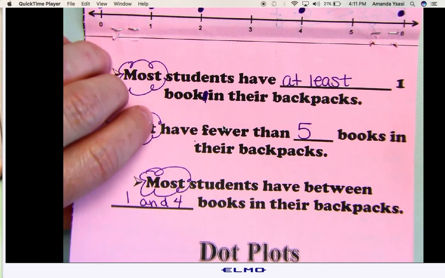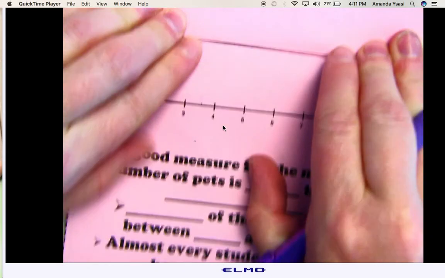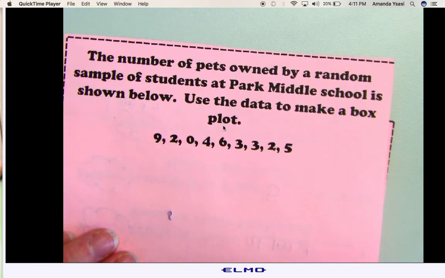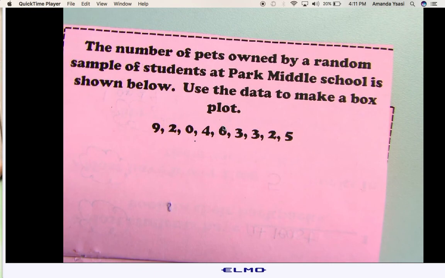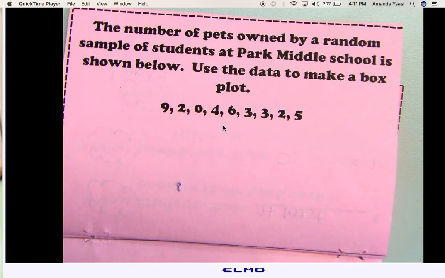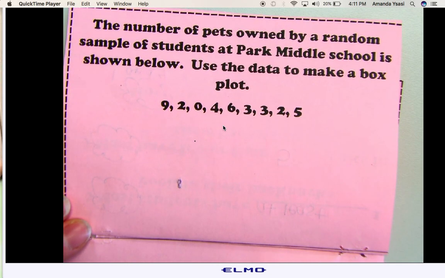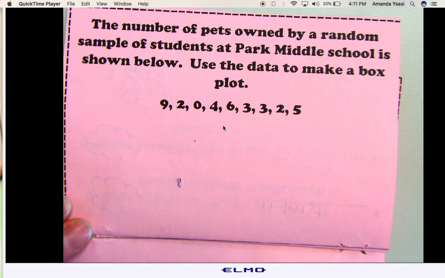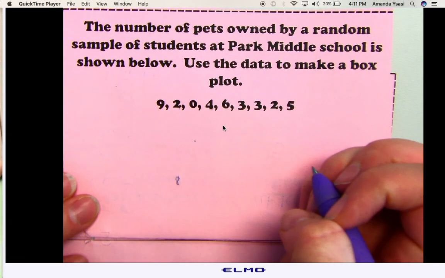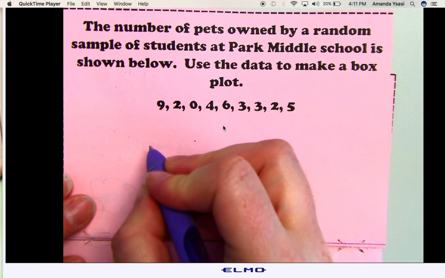Okay, so let's move on to box plots. The number of pets owned by a random sample of students at Park Middle School is shown below. Use the data to make a box plot. Okay, so we need to first list the data out, and then we can find the median, the mode, the range, and all the quartiles.